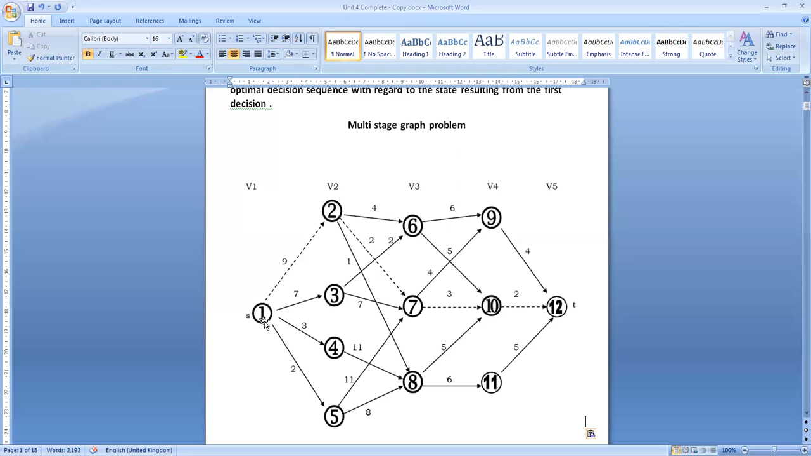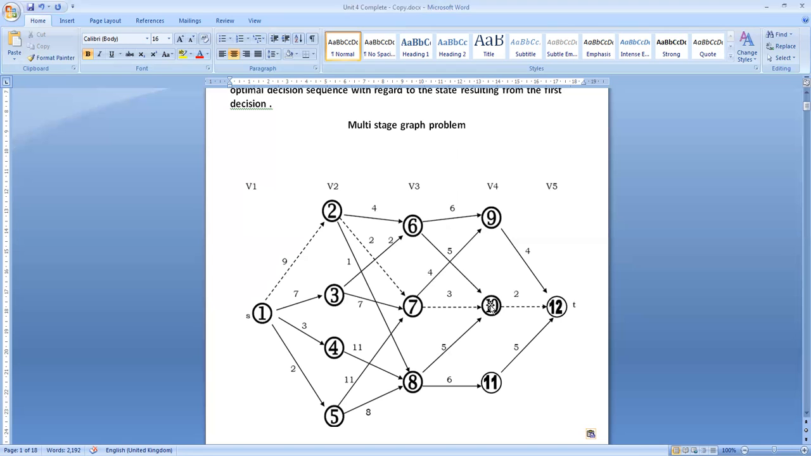So one decision was taken here, another decision was taken here. Now from here I go to here. Now, vertex 7 is connected to vertex 9 and vertex 10 only. It is not connected to vertex 11. So your decision should be taken here whether to go from 7 to 9 or 7 to 10. Supposing I take the decision of going from 7 to 10, then from 10 you don't have to take any decision because there is only one vertex to which you can go from 10.